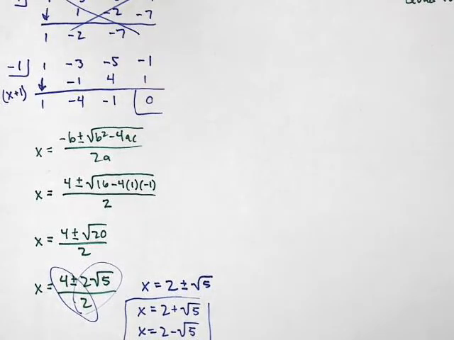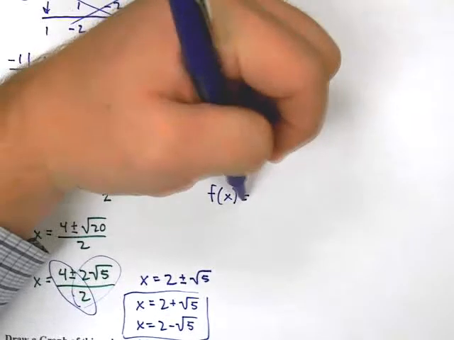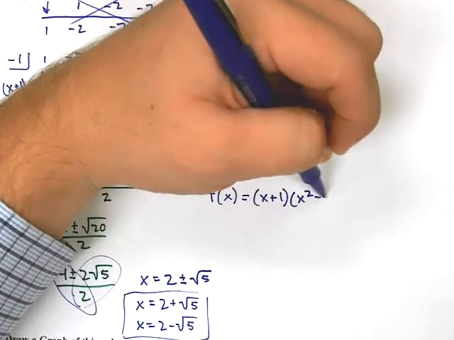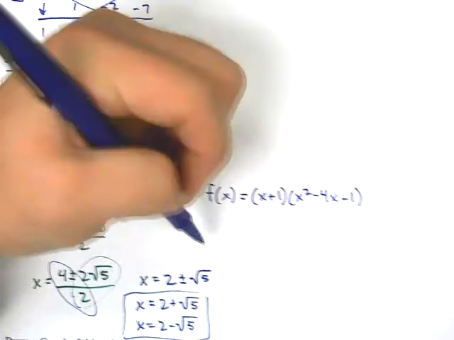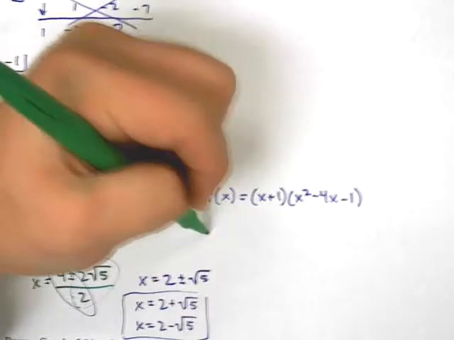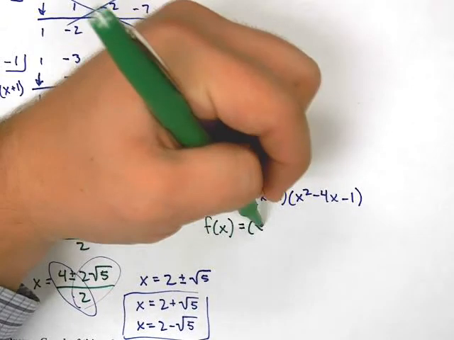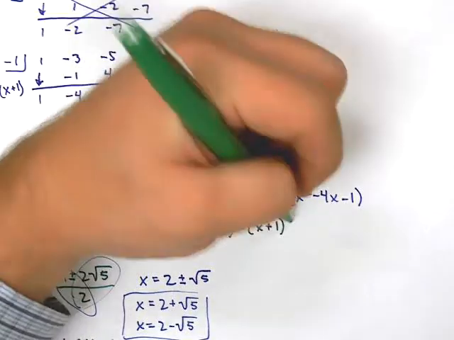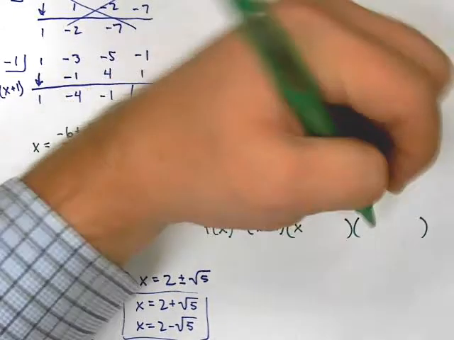I'm going to bring down what I had before. So f of x equals x plus 1 times x squared minus 4x minus 1. And what I'm going to now say, guys, is that we can write this in fully factored form. The x plus 1, of course, stays. We didn't change anything with that when we used the quadratic formula. But I now have zeros. So I have x and x.